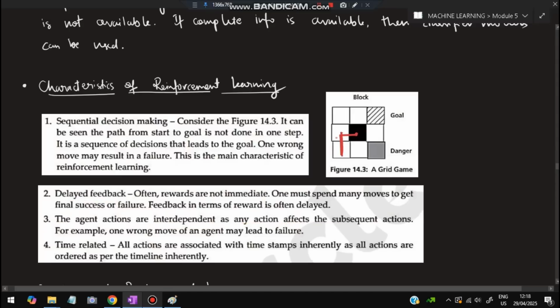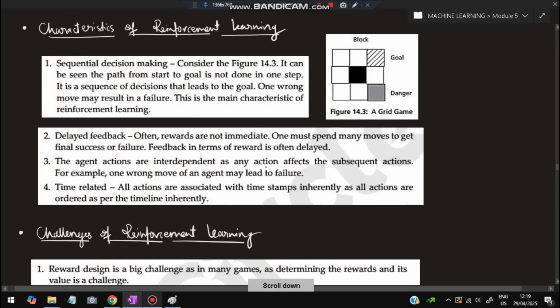Right? So it will avoid this. How is it avoiding this? Because previously it has gone here and got a negative reward, so the actions will affect the other actions, the future actions, right? So that is the third point. And the fourth point is time related. All are associated with timestamps inherently, as all actions are ordered as per the timeline. Okay, these are the four characteristics.